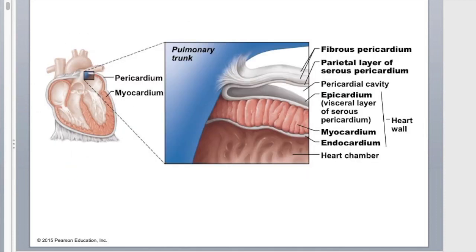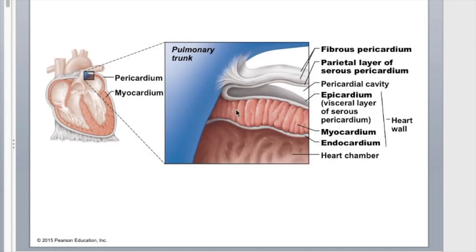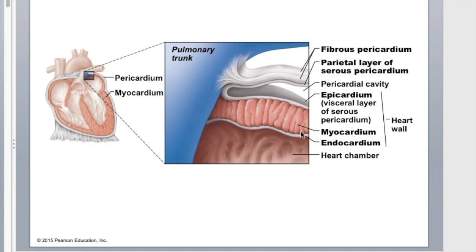You've got your myocardium. Your myocardium is the middle layer. Myo means muscle. So you've got your myocardium, which is mainly muscle, and that is the middle layer. And then you've got your endocardium. Your endocardium here is the inside layer of your heart. It's also known as the endothelium, but it is what lines your heart chambers.